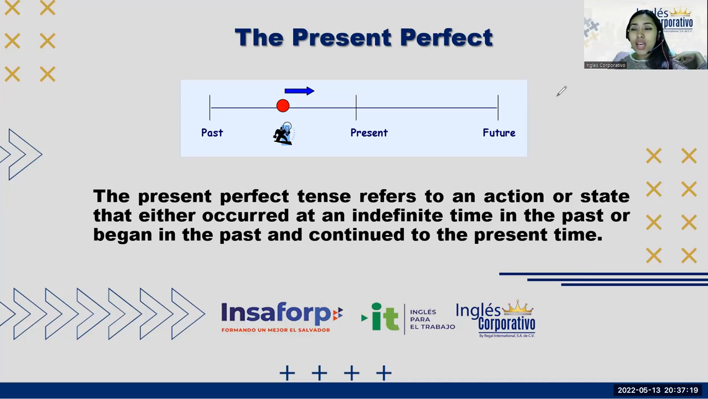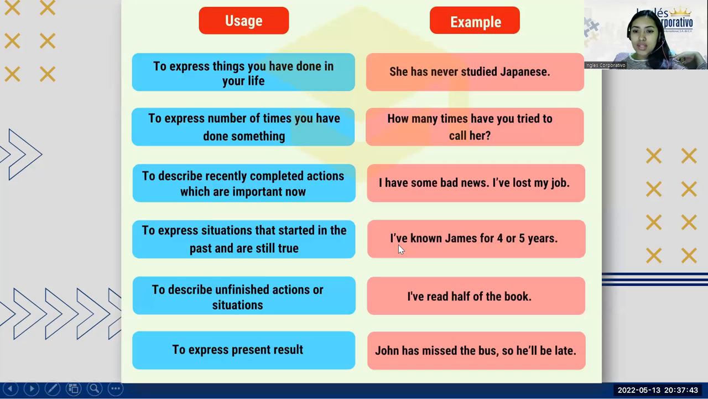Entonces, lo que usted me quiere dar a demostrar en la segunda oración es que usted ha comido sushi una vez en su vida. Y eso todavía importa en el presente. Why? Because you can repeat the action. No puedes repetir esta acción. Y ahorita vamos a ver los usos del present perfect. Ok. So, before going to the next, this one, let's go to the usage. Ok. Of the usages of the simple present.